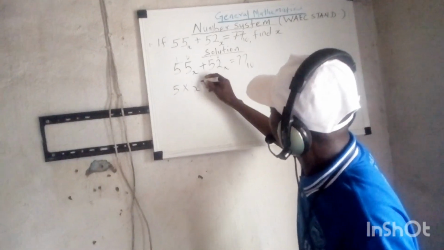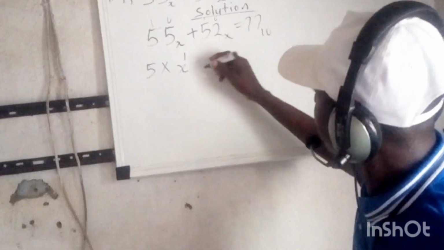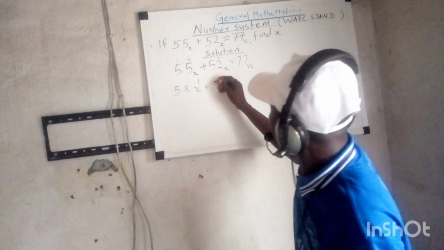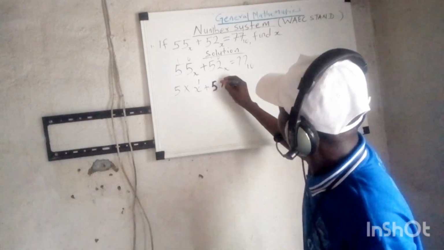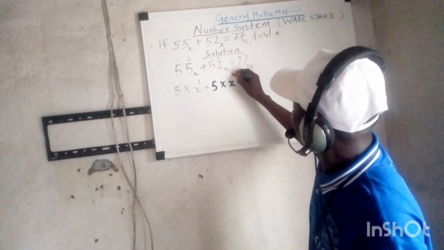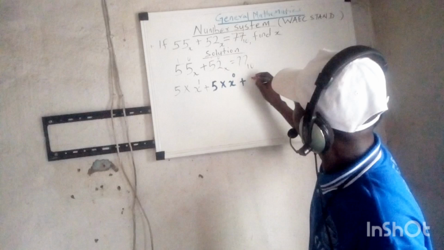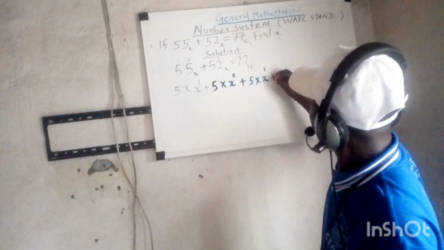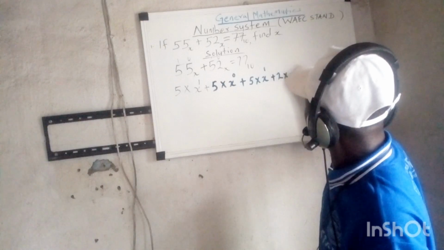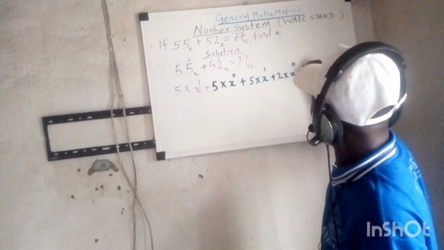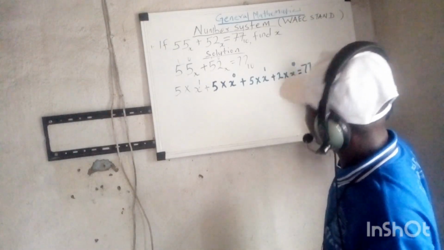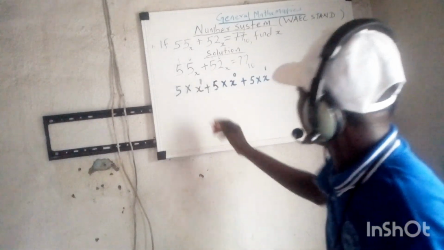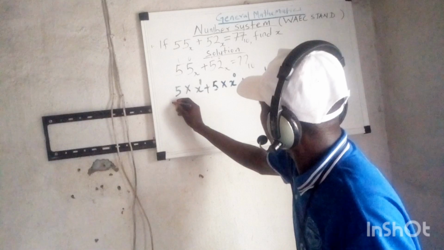If we are expanding, it will now be 5 times x raised to power 1 plus 5 times x raised to power 0, plus 5 times x raised to power 1 plus 2 times x raised to power 0 is equal to 77 base 10. Looking at the board carefully, we are properly expanded. So what do we need to do? Let's multiply and see.